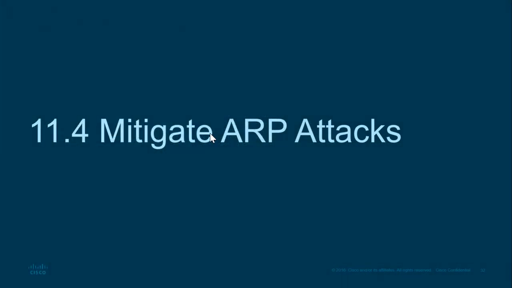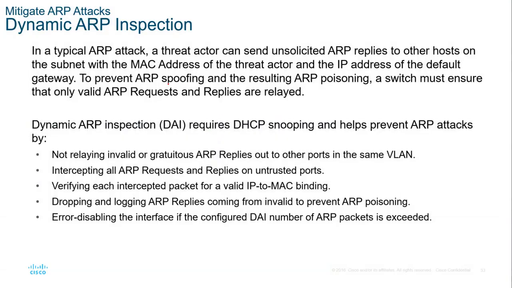Mitigating ARP, Address Resolution Protocol, threats. A threat actor can send what we call unsolicited or solicited ARP replies. An unsolicited ARP reply is a reply that was not requested, sent to another host on the subnet with the MAC address of the threat actor and the IP address of the default gateway.